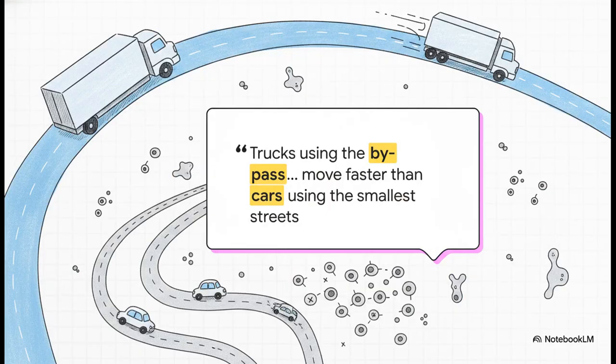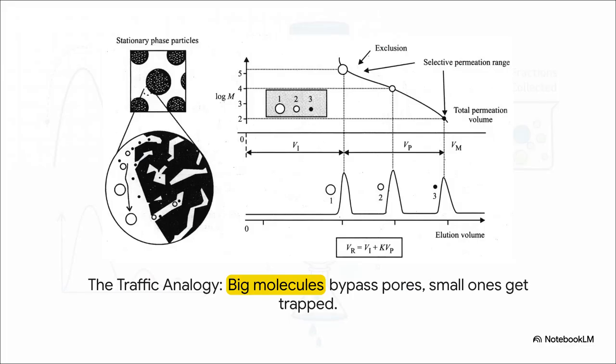I absolutely love how the textbook explains this because it gives us the perfect mental model for what is actually happening. It compares molecules to vehicles and the microscopic pores of our filter to a city's traffic network. It says, and I quote, "Trucks using the bypass around the city can move faster than cars using the smallest streets in the city." I mean, just think about that for a second. The massive 18-wheelers, which are large macromolecules, they don't even try to navigate the tiny congested alleyways. They're like VIPs. They don't have time for local traffic, so they just take the highway straight around the whole shebang.